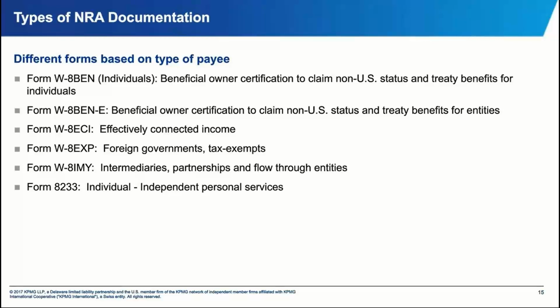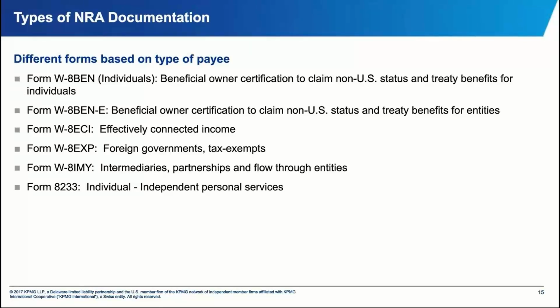Then we've got the W-8 EXP. I wouldn't expect in normal accounts payable for you to see this form very often. This is a form that would be provided by a foreign government or a foreign tax exempt where they're claiming an exception under Section 892 for a foreign government or a 501(c)(3) for a tax exempt.